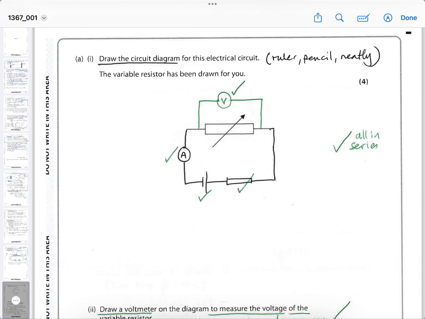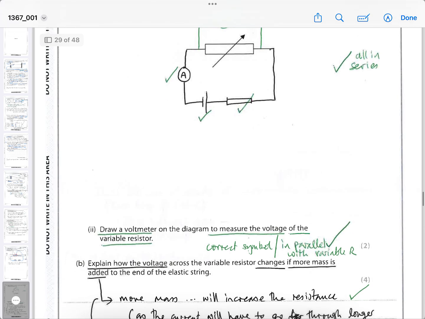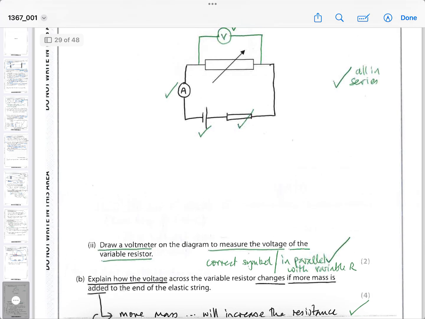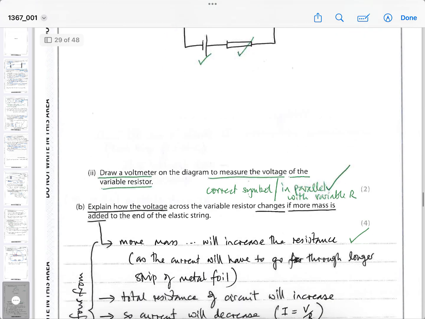The voltmeter comes from the next question. They haven't asked you to draw a voltmeter in yet. It then says draw a voltmeter on the diagram to measure the voltage across the variable resistor. Correct symbol, yeah, gets you 1 mark. In parallel with the variable resistor gets you the 2nd mark.